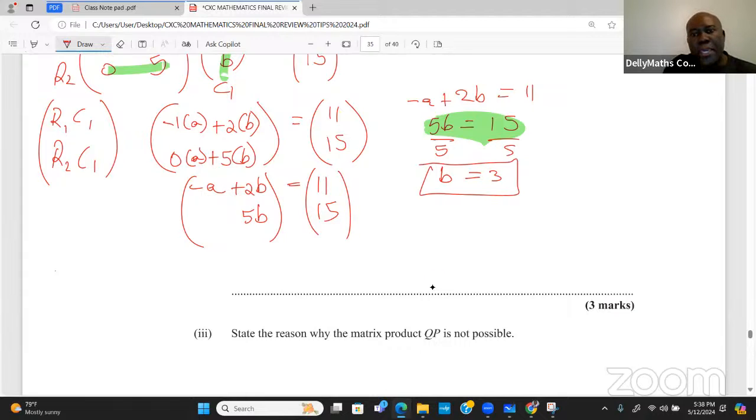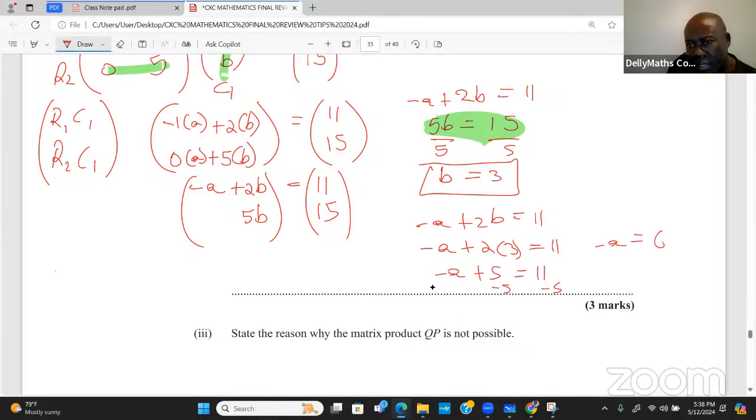I can substitute B in the other one. We have -A plus 2B equal to 11. Substituting that B is 3, boom: -A plus 6 is equal to 11. Minus 6 from both sides, so -A is equal to 5. That means A is equal to -5. You could multiply everything by -1 to change it around. Since -A was equal to the value, you could just flip it around. It's not a big deal.